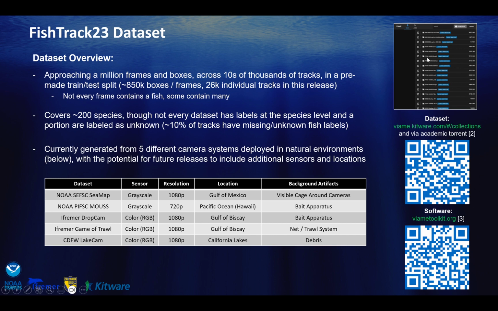Outside of tracks, even though it's not the primary focus of this dataset, there's roughly 200 species labels. That said, about 10% of the tracks in this dataset have an unknown fish label when it was unknown what the fish was. It's currently generated amongst 5 different camera systems, and all of these systems were deployed in natural environments.